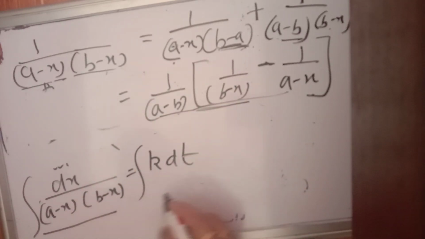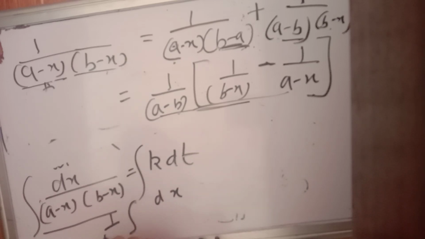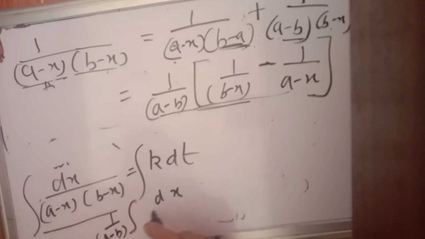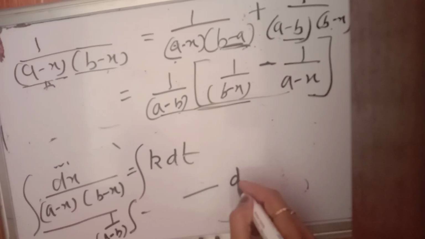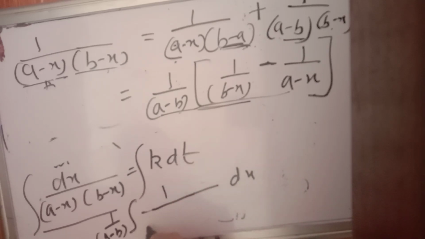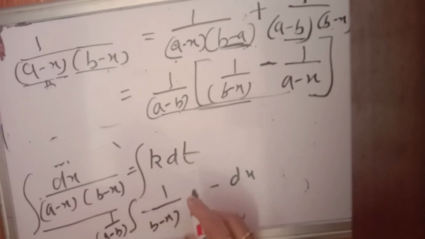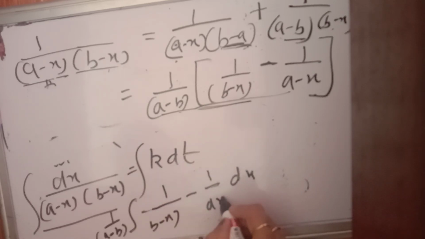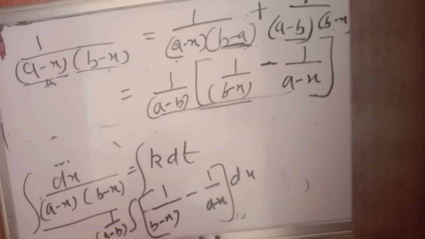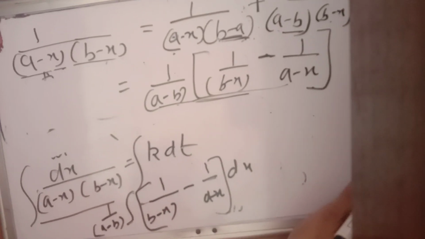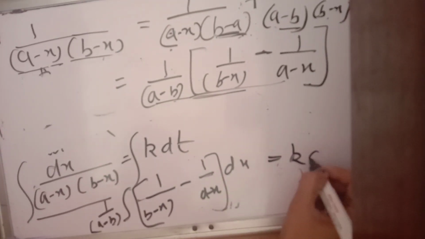So we will have dx. 1 upon A minus B is a constant, it will come out of the integration. We'll get dx times (1 upon B minus X minus 1 upon A minus X). So this is my left hand side, which is equal to k dt. So we have to integrate this.